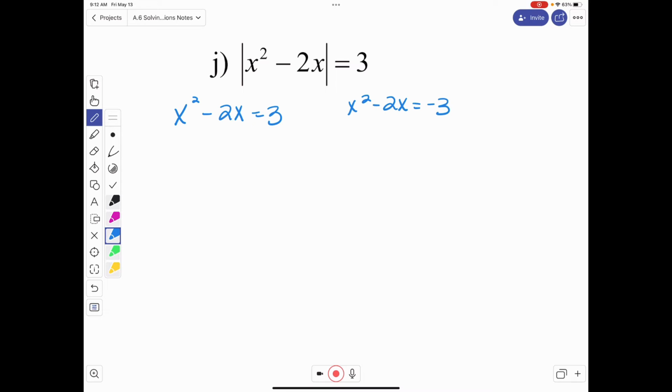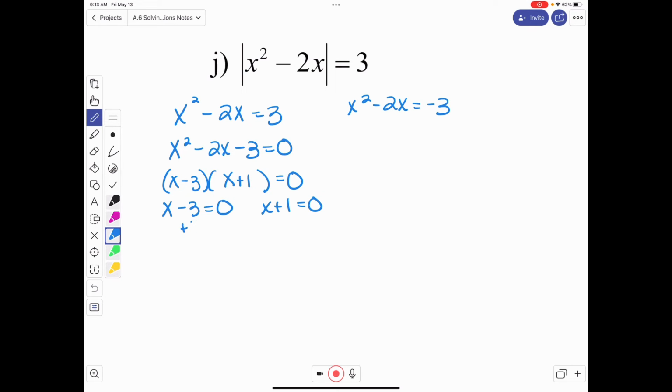1 to the positive, 1 to the negative. Now, notice we got the 2 different powers, so that means you need to move the 3 over, and we're going to have to factor to solve. So we got to think of 2 numbers that multiply to be negative 3 and add up to be negative 2. So that's going to be negative 3, positive 1. All right, then so we are going to set each equal to 0.